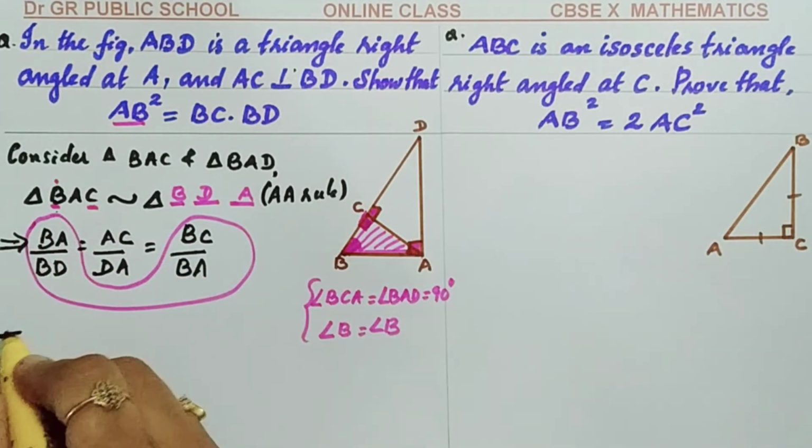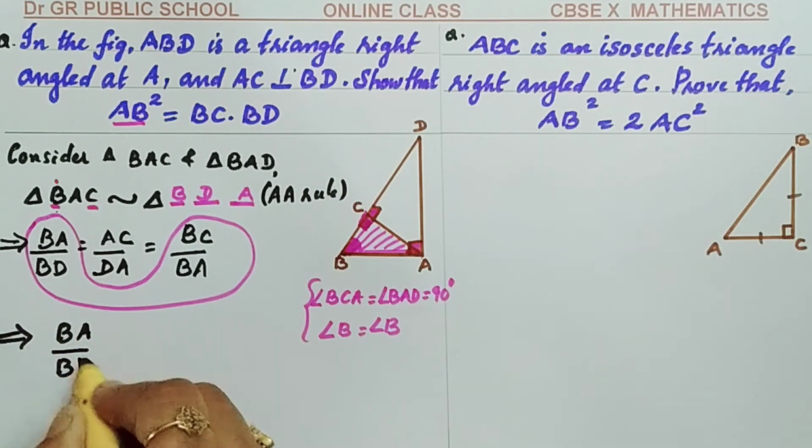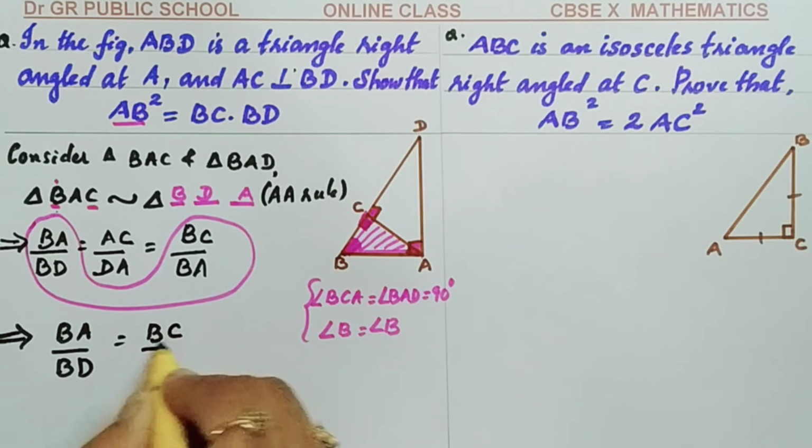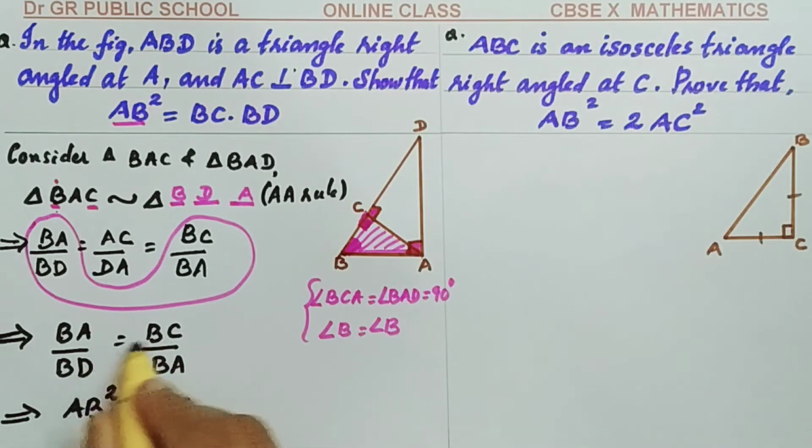So, I am going to write those equations again. Therefore, BA by BD equals BC by BA. Cross multiply, get BA into BA, which is BA square, the same as AB square, equals BC into BD. Hence proved.